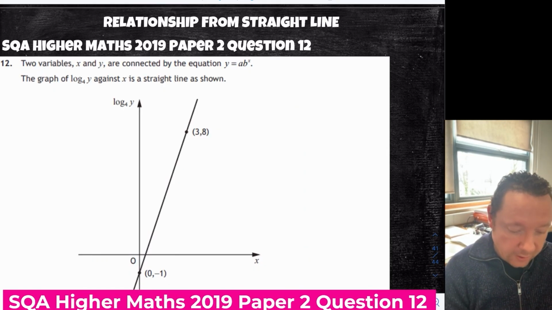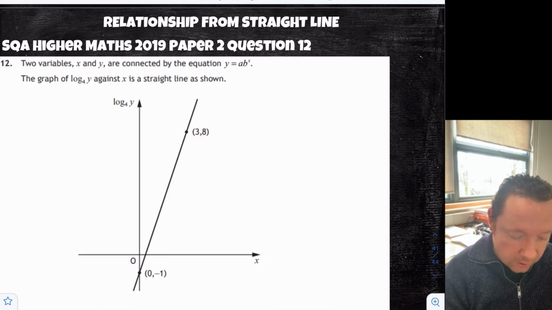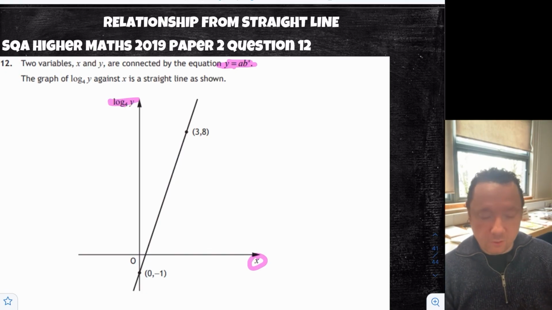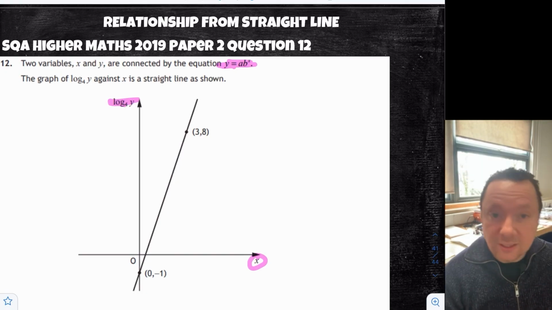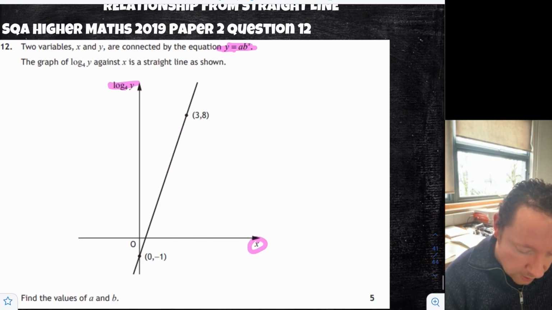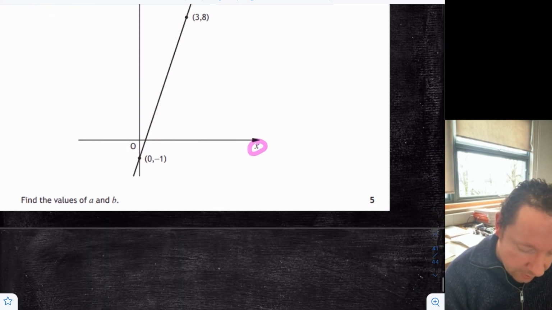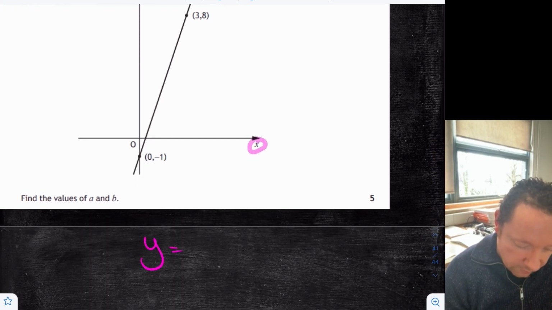SQA Higher Maths 2019, paper 2, question 12. Two variables x and y are connected by the equation, and this is what you're looking for. y equals ab to the x, a power. And we're looking at one of the axes is logged, but the other one is not. So it's only one log this time. But always start from your equation and get the logs coming out and see where you go. So I'll start with y equals ab to the x. We'll have to find the values of a and b. So let's start with y equals ab to the x.